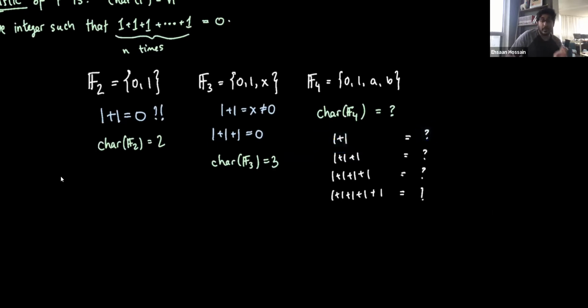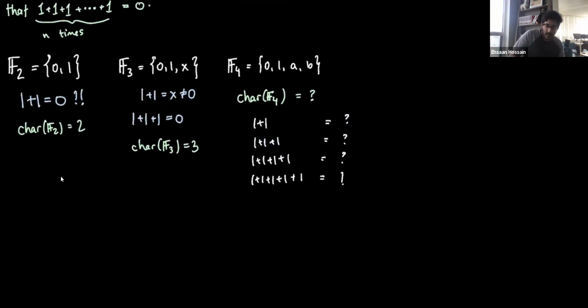If 1 plus 1 plus 1 was 0, then the characteristic would be 3. If 1 plus 1 plus 1 was 0 and 1 plus 1 wasn't 0. So if this first one was non-zero, but the second one was 0, then the characteristic would be 3. So how can we find the characteristic? I have to figure out what 1 plus 1 is.